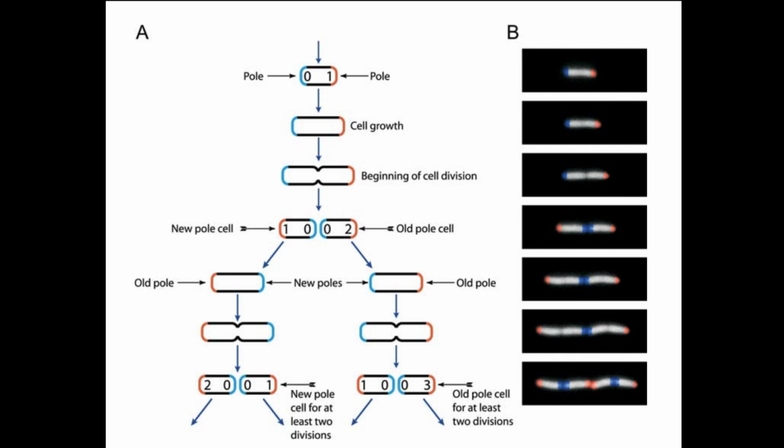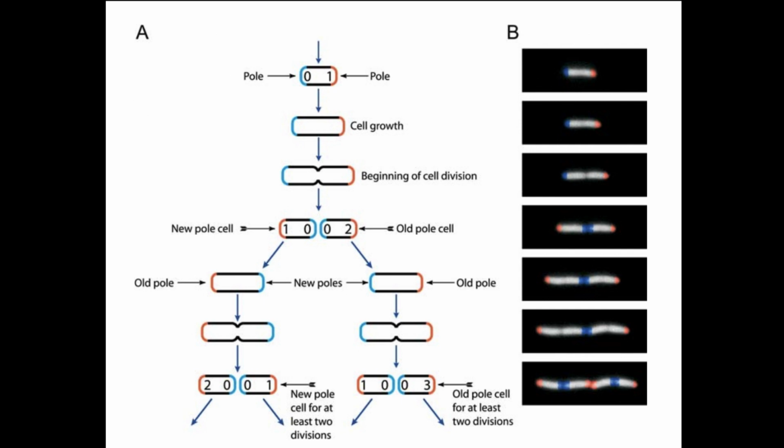Here is a more clear representation of their model. Each pole is not only colored, but also numbered by their quote-unquote age. The newly divided blue pole are always assigned age 0, and when a bacteria undergoes a new round of division, all its existing poles will gain +1 to their ages.